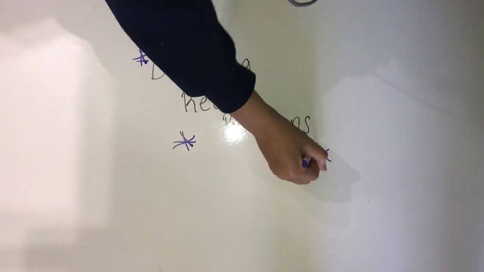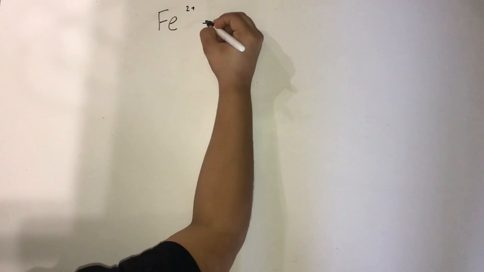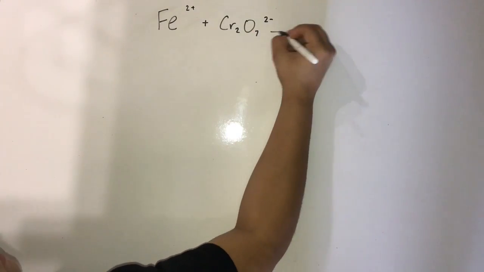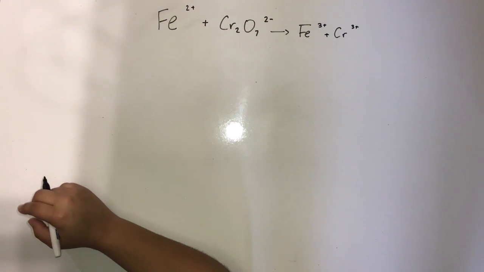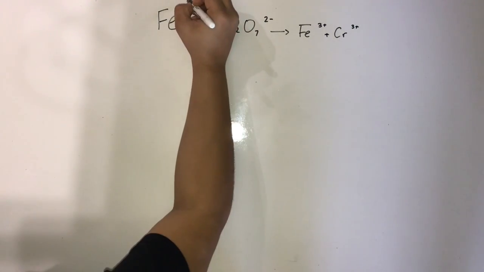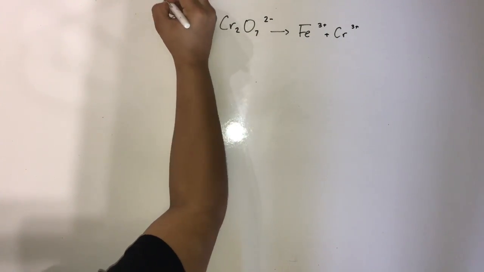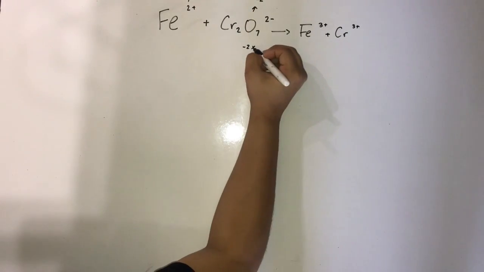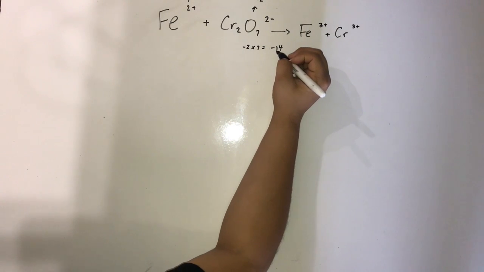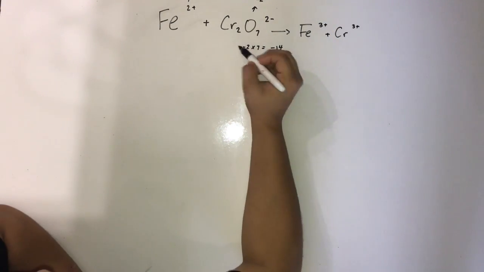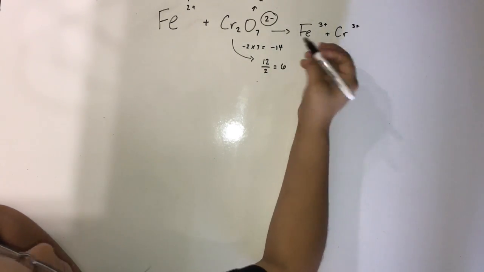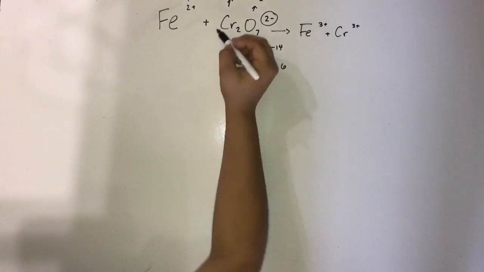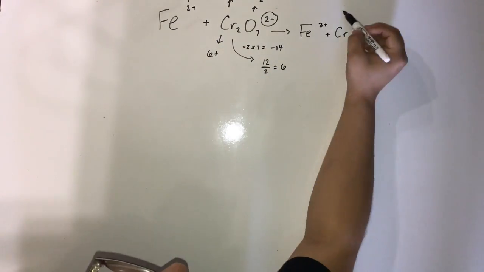Now we're going to move on to balancing redox reactions. Our example for balancing redox reactions is going to be Fe 2+ plus dichromate 2-, which yields Fe 3+ plus Cr 3+. Before you do anything else, you have to determine the oxidation numbers. Oxygen is always going to be -2, so since it's O7, you have to multiply -2 by 7, which gives -14. Since the overall charge for the ion is 2-, Cr2 has to be 6+.